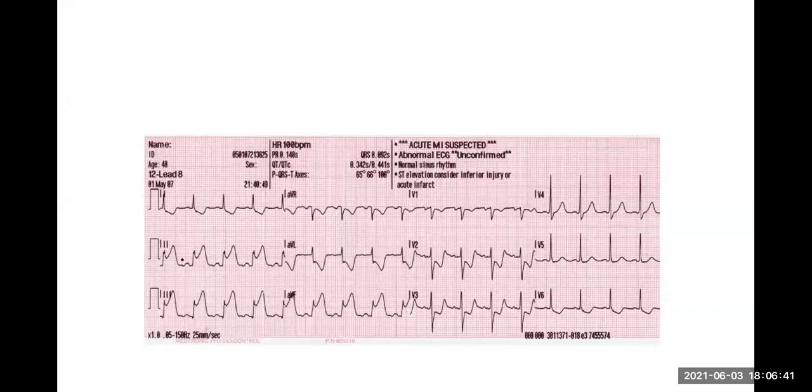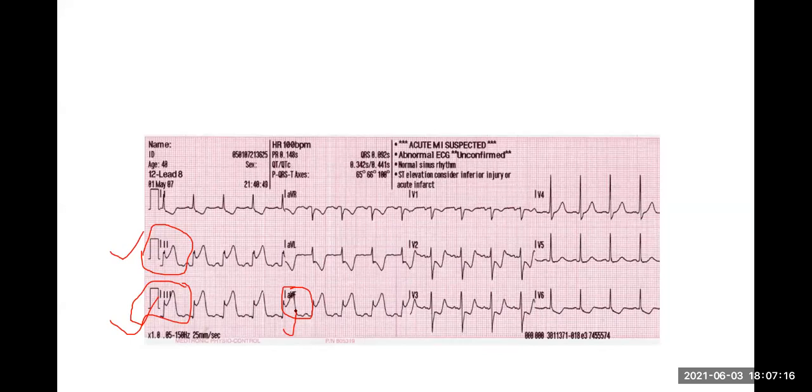So here you can see ST elevation there, and here. So lead 2, 3, and AVF. And from our knowledge of lead placement, we know that 2, 3, and AVF look from the inferior surface of the heart, from the bottom of the heart. So 2, 3, and AVF are windows that look from the bottom of the heart. So we know that this is an inferior STEMI.